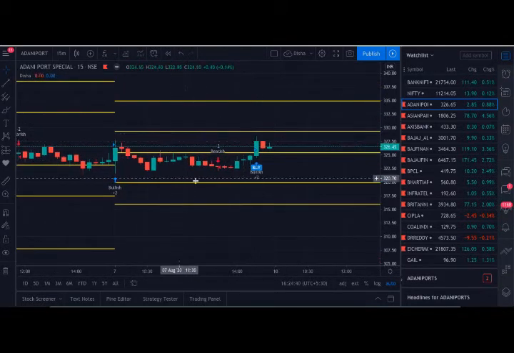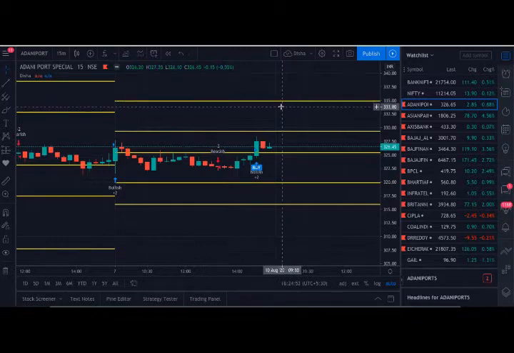For the last day, these are the lines given. If you open the chart in the morning, after formation of the first 2 candles, the platform automatically gives the auto support and resistance levels.